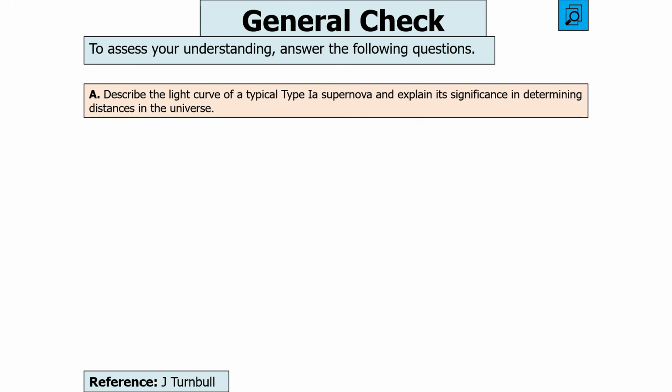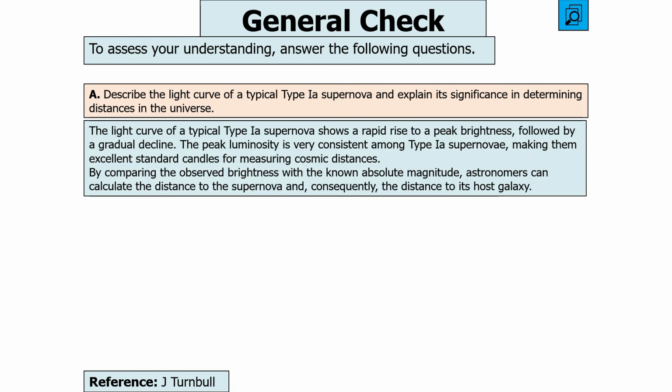Describe the light curve of a typical Type 1a supernova and explain its significance in determining distances in the universe. The light curve of a typical Type 1a supernova shows a rapid rise to a peak brightness, followed by a gradual decline. The peak luminosity is very consistent among Type 1a supernovae, making them excellent standard candles for measuring cosmic distances. By comparing the observed brightness with the known absolute magnitude, astronomers can calculate the distance to the supernova and consequently the distance to its host galaxy.